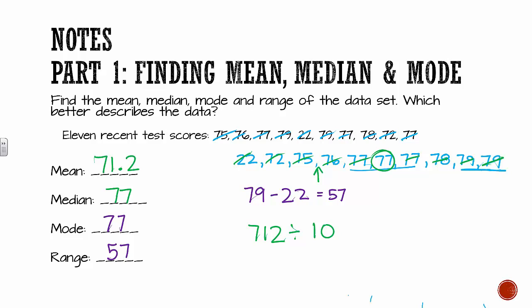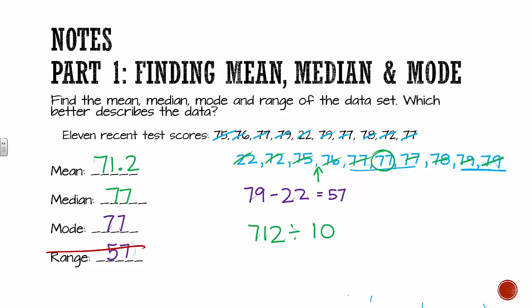So now that we found all this, which better describes the data? Well, the range doesn't do a very good job of telling me anything about the data except how far away the highest and lowest values are. That doesn't tell me how people really did on the test. All that tells me is that some people did well, some people not so much. So that's not a good description.